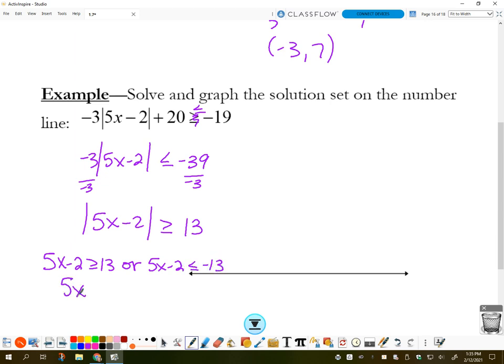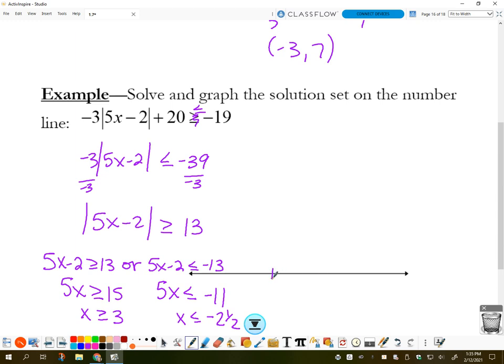Alright, so I'll have 5x is greater than 15. So x is greater than or equal to, sorry, I didn't say that, to 3. Here I have 5x is less than or equal to -11. So x is less than or equal to -2.5. 11 divided by 5 is 2.5.